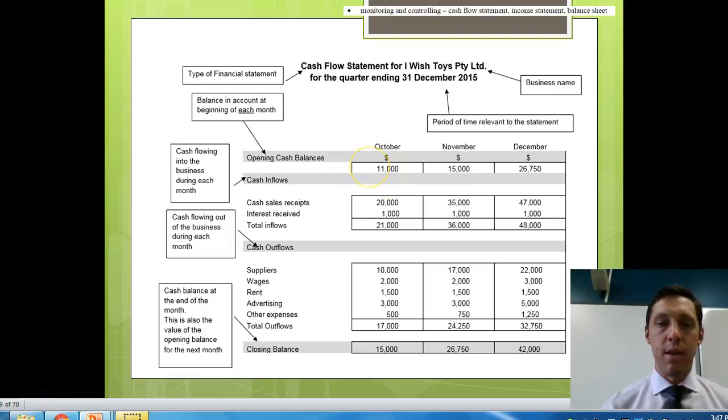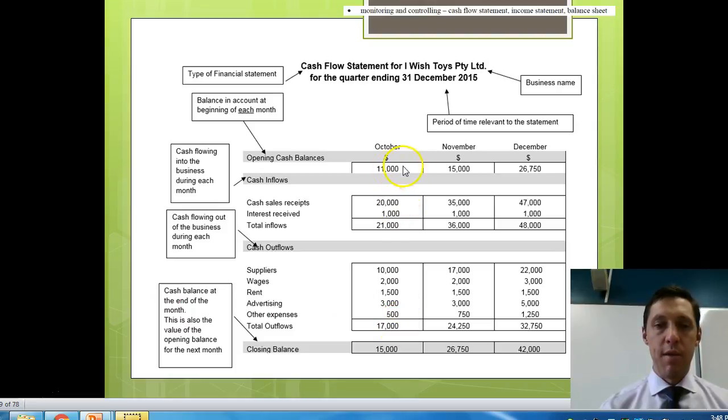Then they had some further cash inflows to add to that initial opening cash balance. Those inflows related to some cash sales receipts, $20,000. They got some interest of $1,000, and therefore total inflows over that month of $21,000. Now, when added to the 11,000, you could say that their current cash balance then was 32,000. But of course, like any business, this business also had some outflows. Some money left the business that needs to be recorded, and they included supplies, wages, and you can see the rest there. So their total cash outflows is $17,000.